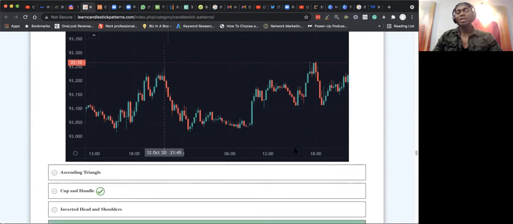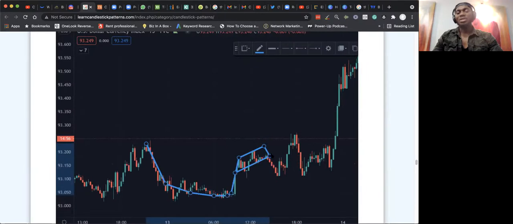Now, a cup and handle is, as we can see, a very bullish chart pattern, because right after that, we find enough momentum to break through that resistance to a newer all-time high.